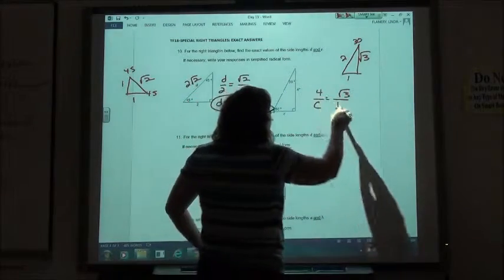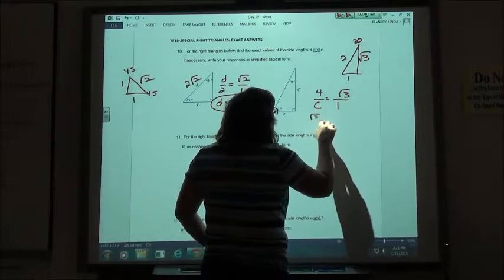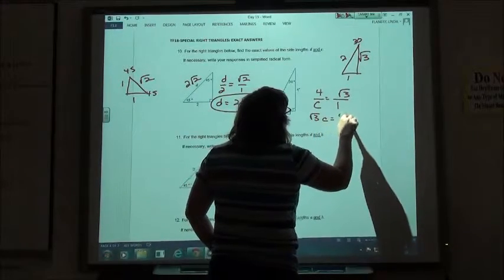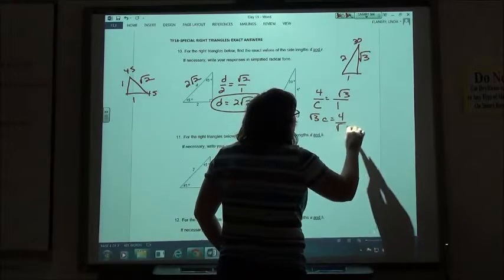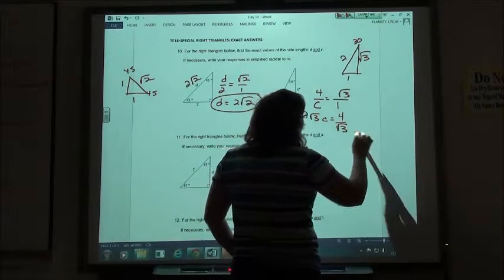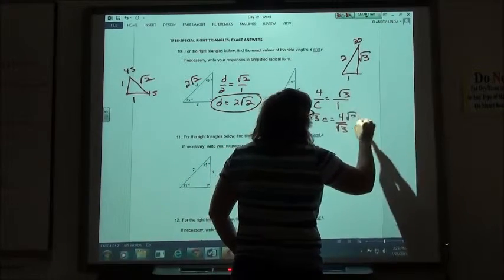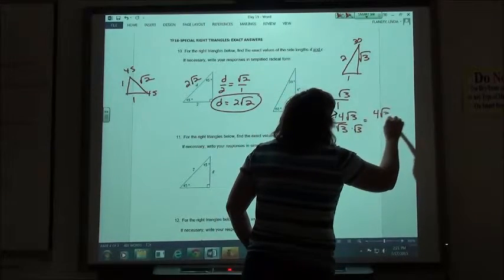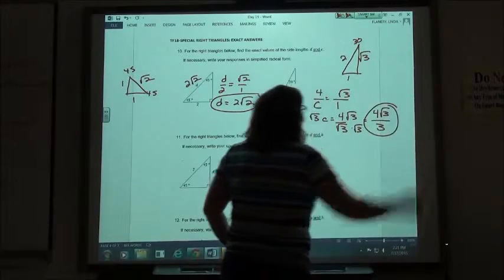So cross multiplying, we would get square root of 3c equals 4. We then end up dividing by the square root of 3, and so when we rationalize, we get 4 square root of 3 over 3 for our missing side.